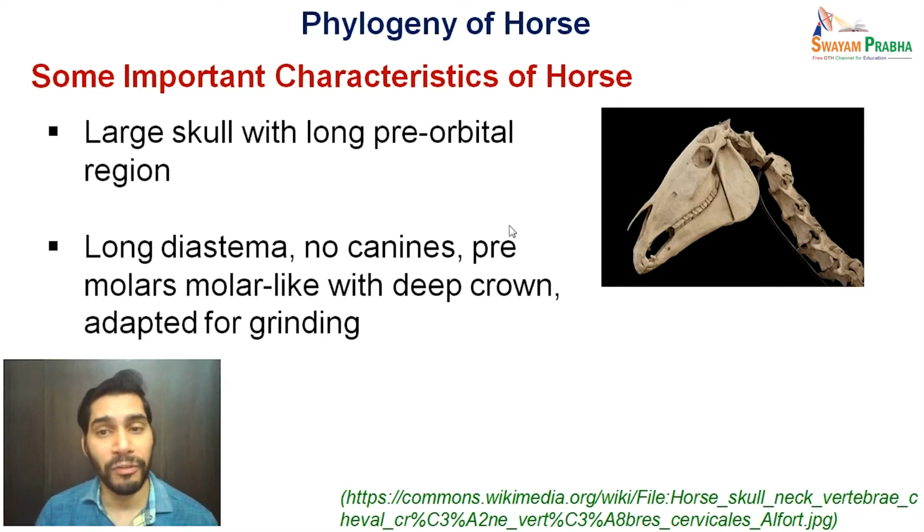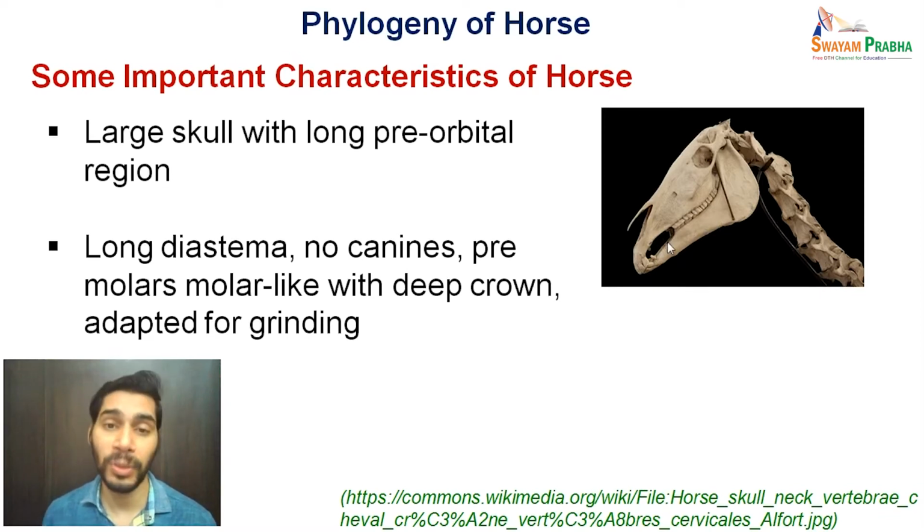Then if you focus upon dentition, there is something called a long diastema. You can see this blank space. This is called the diastema, which is the space between these teeth, which are incisors, and these posterior teeth, which are called premolars and molars. They do not have canines. So the space between these incisors and premolars is called the diastema. So horses do have this long diastema.